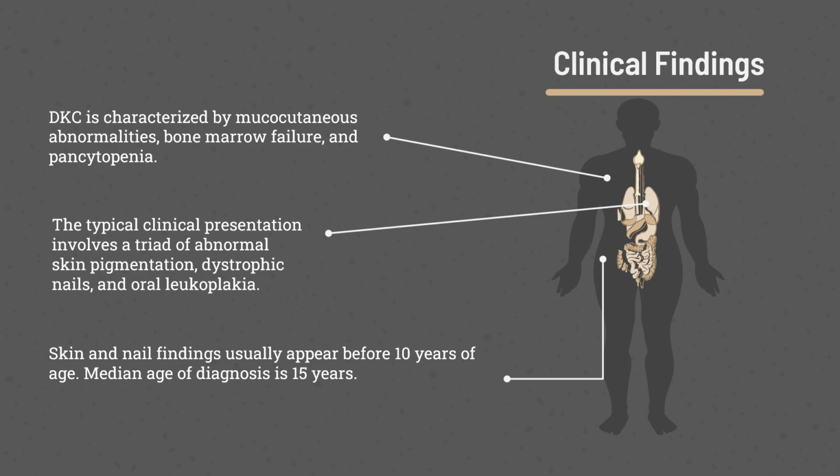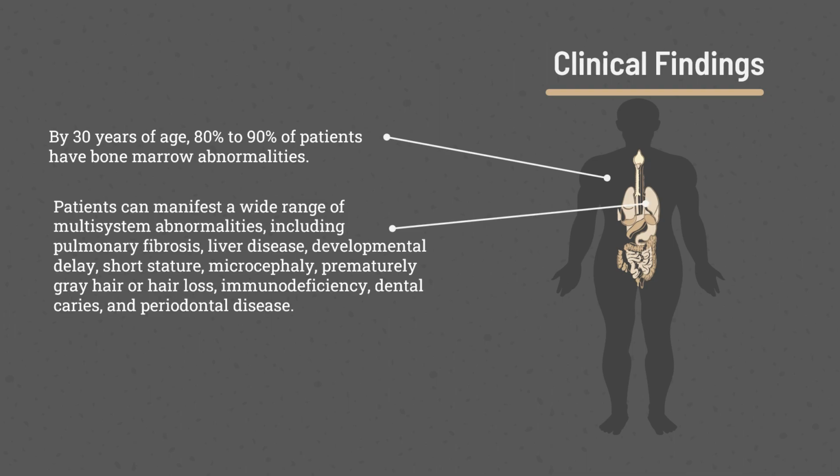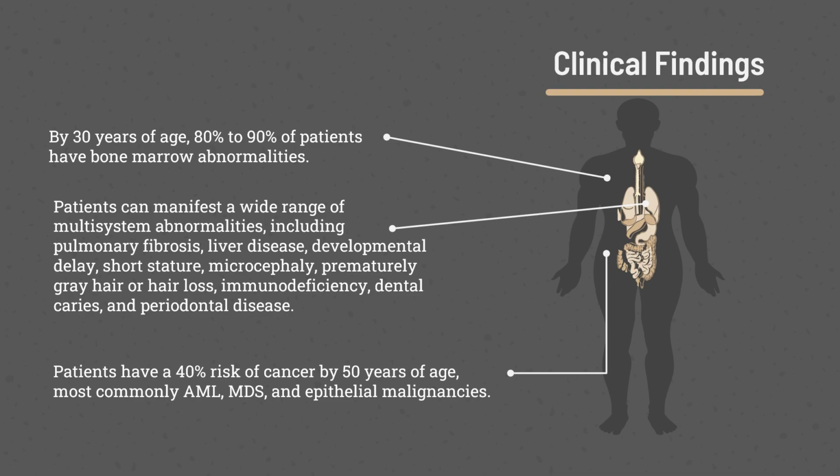Median age of diagnosis is 15 years. By 30 years of age, 80% to 90% of patients have bone marrow abnormalities. Patients can manifest a wide range of multisystem abnormalities, including pulmonary fibrosis, liver disease, developmental delay, short stature, microcephaly, prematurely gray hair or hair loss, immunodeficiency, dental caries, and periodontal disease. Patients have a 40% risk of cancer by 50 years of age, most commonly acute myeloid leukemia, myelodysplastic syndromes, and epithelial malignancies.